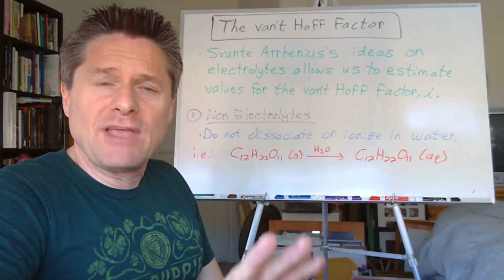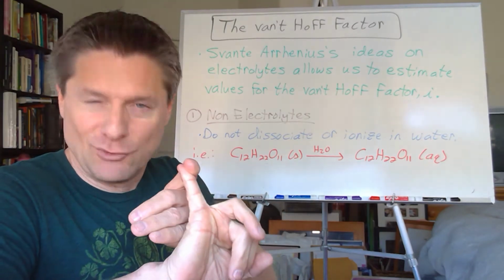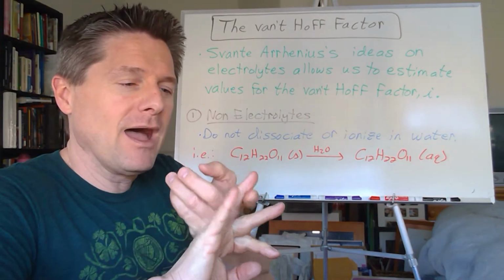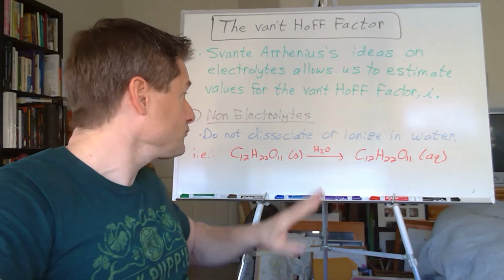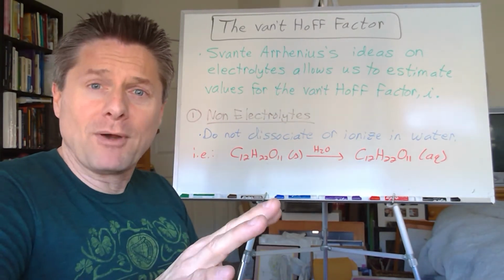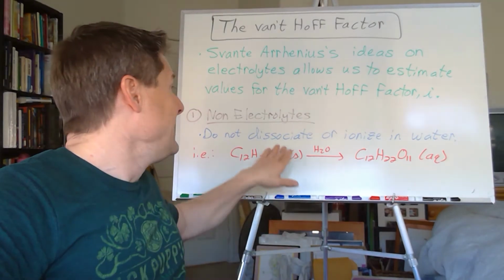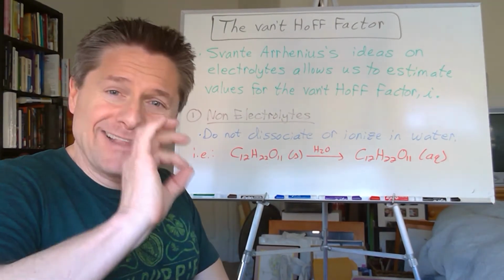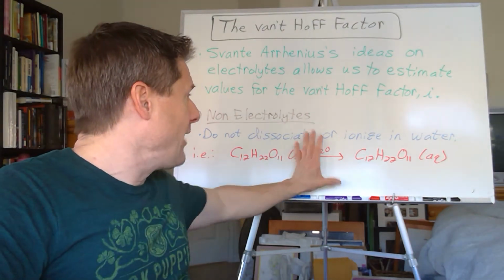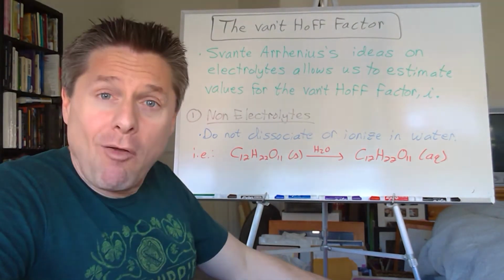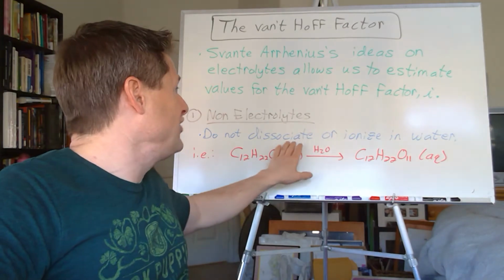Let's look at the three different types of solutes. Non-electrolytes, we'll start with those. Those are the easiest. And then we'll do strong electrolytes, and then we'll do weak electrolytes. So non-electrolytes, if you remember, review that video on electrolytes. If you add that solute to water, we're going to focus on water as our solvent right now, it can dissolve, but it's not going to dissociate.